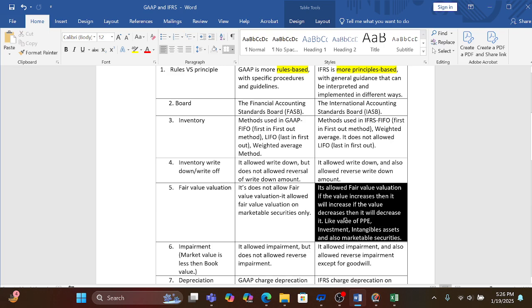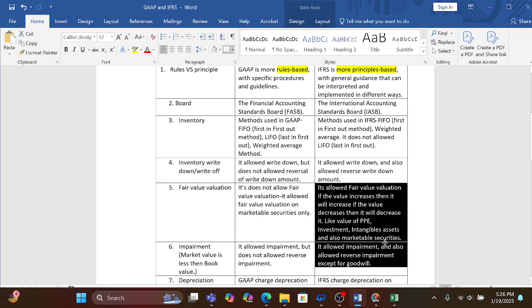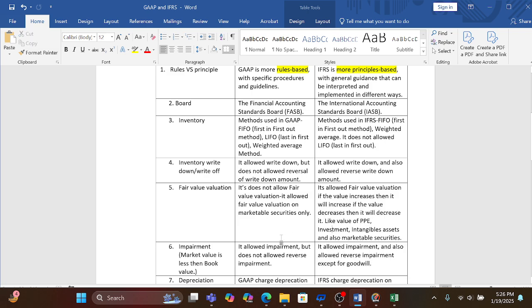It is allowed under the IFRS, but it is not allowed under the GAAP. But marketable securities, only fair value of marketable securities are allowed under the GAAP and IFRS also. I hope it helps you guys to understand what you mean by the fair value valuation.